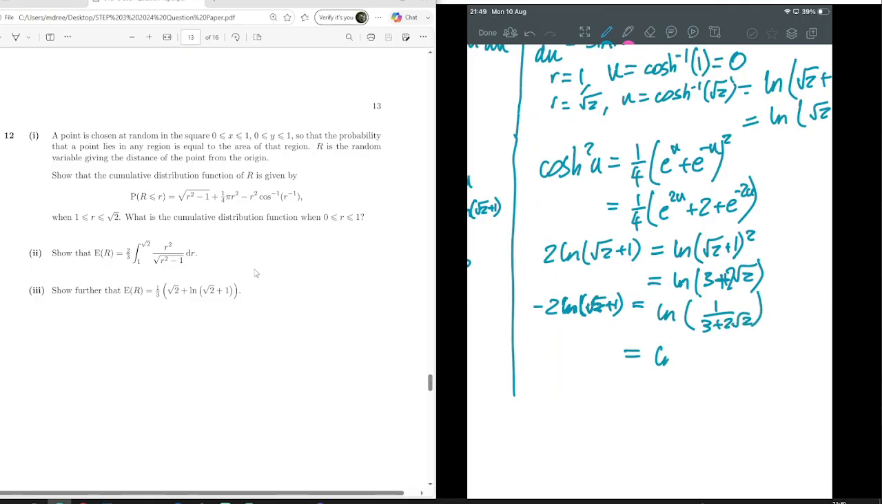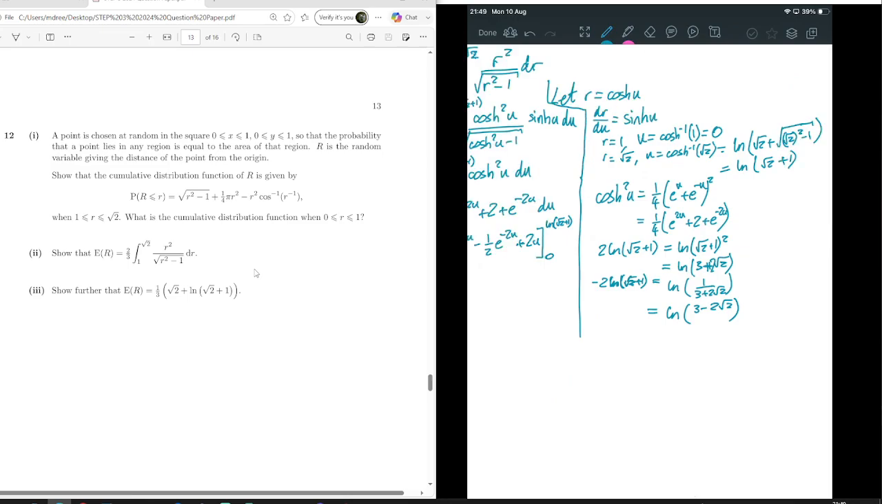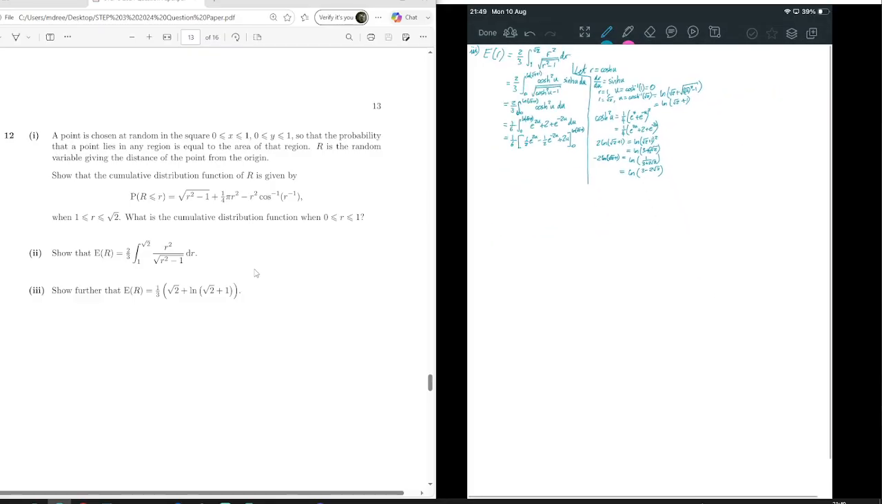Let's try and rationalise that. There'll be 3 minus 2 root 2 on the numerator, and the denominator will become 9 minus 8. It's just 1. That's quite a common, well, it's a general fact actually for these cosh inverse style ln terms. So let's put everything in.